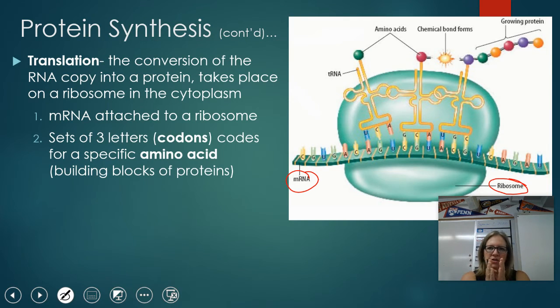Every 3 letters is a code. So every set of 3 letters is called a codon, and it codes for a specific amino acid. Amino acids are the building blocks of proteins. So here's a single amino acid right here. Those all get put together into this chain, and that's the protein, okay?